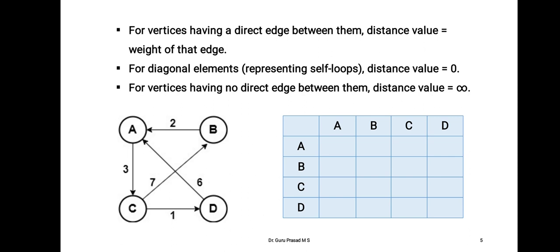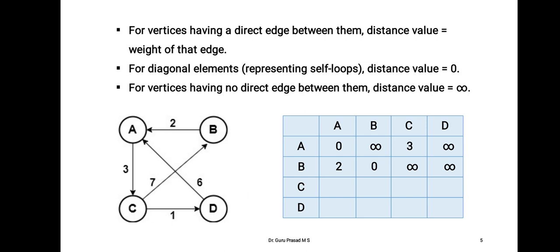A to A, that is a self loop, so value 0. A to B, there is no edge from vertex A to vertex B, so value infinity. A to C, there is a direct edge from A to C, so the value 3. A to D, there is no direct edge from vertex A to vertex D, so the value is infinity.